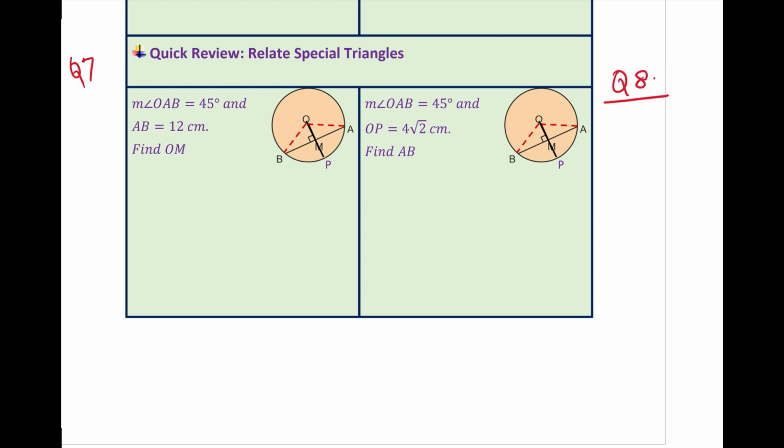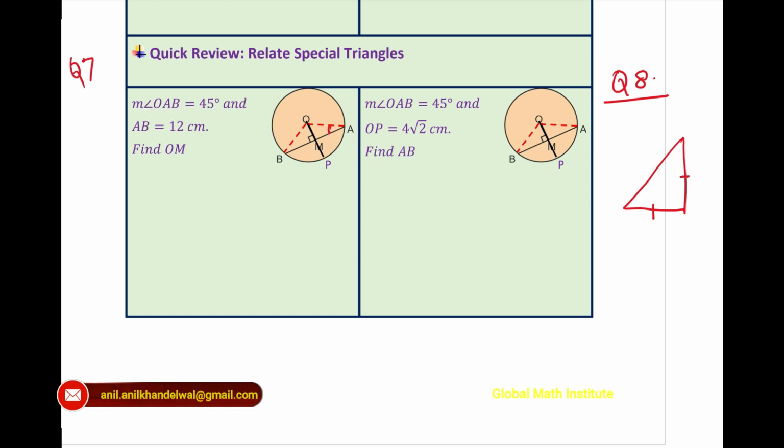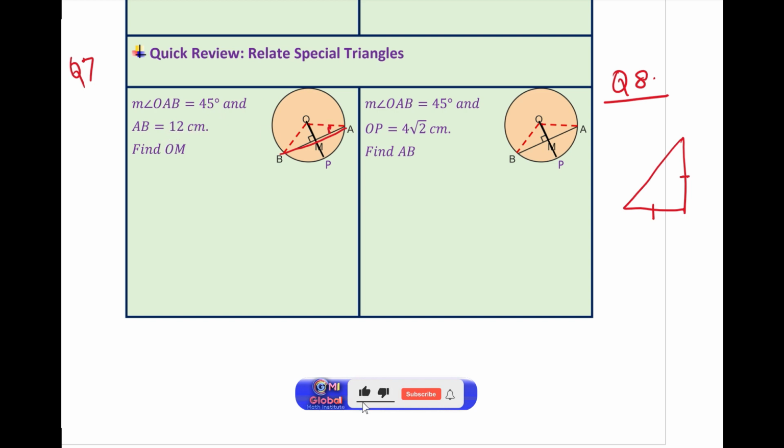Now this time we are given the measurement as 45 degrees. So when I say 45 degrees, think about an isosceles triangle, right? So now measurement of angle OAB, so this angle is given to us as 45 degrees. Find AB means we have to find this length. Oh, AB is also given. So measurement of angle OAB is 45 and AB is 12 centimeters, and find OM. You have to find OM, right?